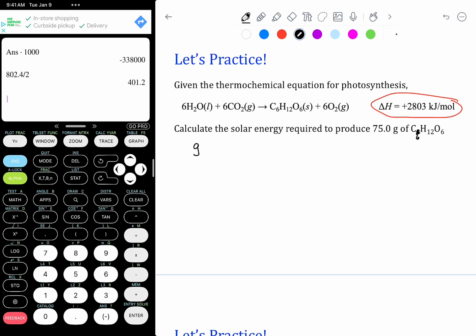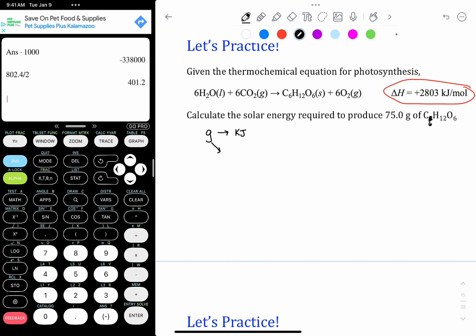Essentially what this problem is asking us to do is take our mass of glucose, C6H12O6, and somehow get it to a value of kilojoules. Okay, that is the goal, but we can't go directly from grams to kilojoules. There's no way to do that directly in one step. So what we have to do instead is go from grams to moles, because if we know the mass of a substance, we know the mole value of a substance using molar mass. Once we have moles, we can now use our balanced chemical equation to go to kilojoules. So first we'll go from grams to moles, and then from moles to kilojoules.